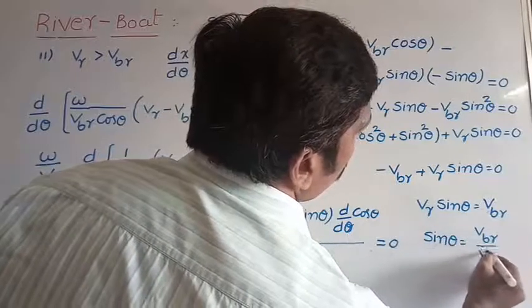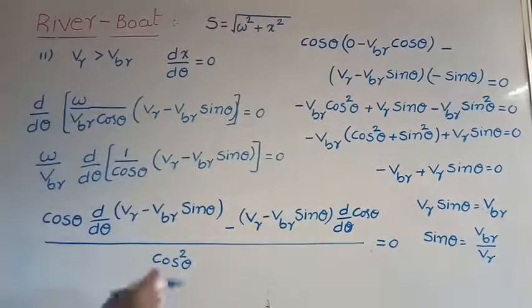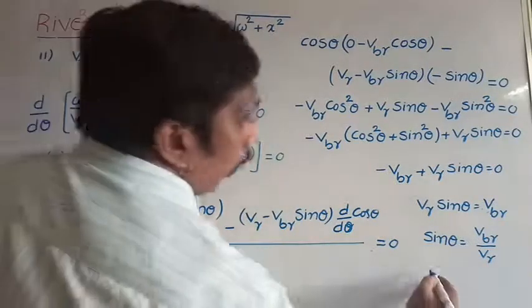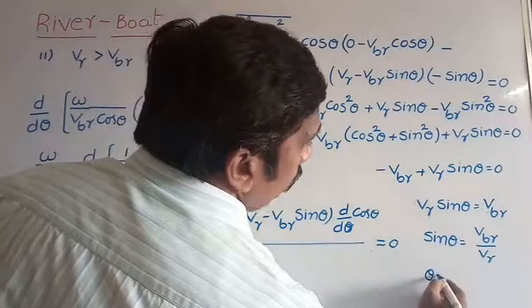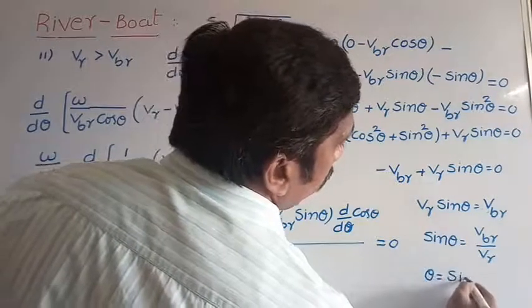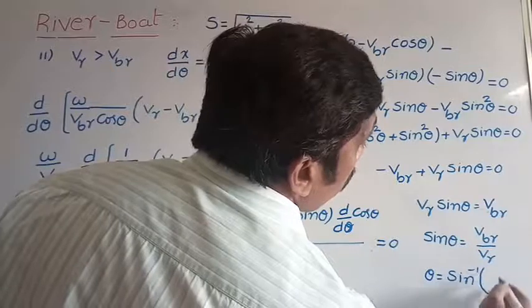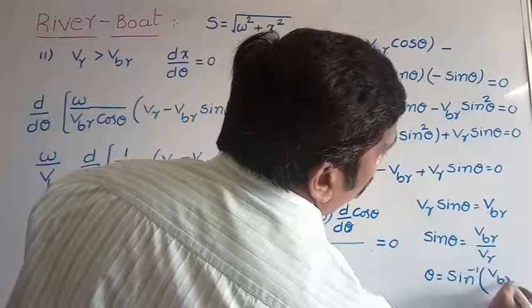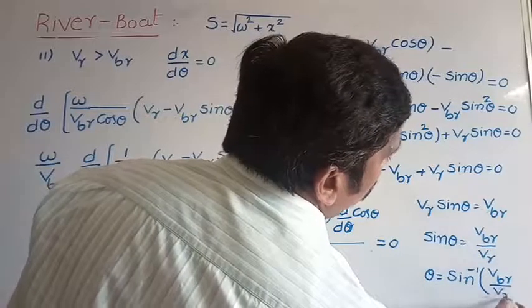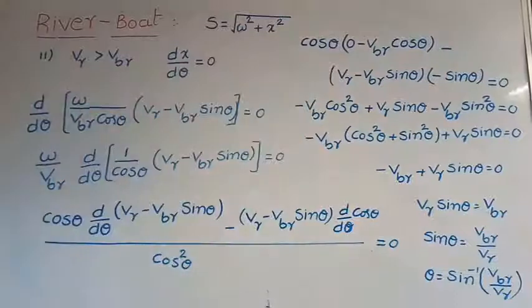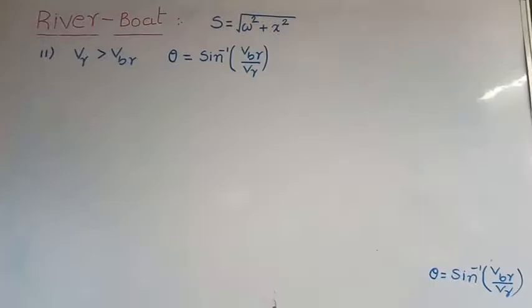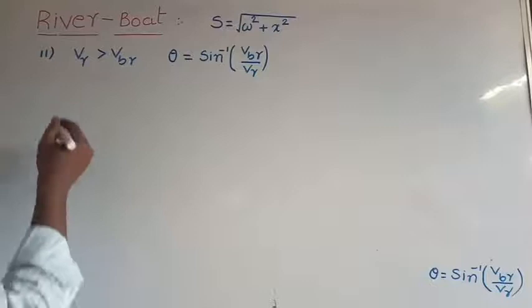So that means in this condition, which condition? If VR is greater than VBR, in this condition, if he should start with this angle theta, then he can get the minimum path. Okay, path length is minimum. So for minimum path length, theta is equal to sin inverse of VBR by VR will come. Clear? Here we got theta value.